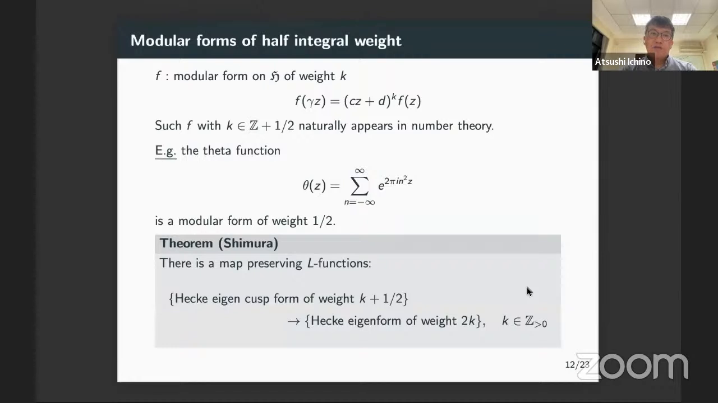Now I'd like to explain another application of the theta lifting, which is about modular forms of half integral weight. So recall that a modular form f on the upper half plane H of weight k is a holomorphic function f which is almost invariant under the action of some discrete subgroup gamma, but there is some factor appearing. This factor, cz plus d to the k, makes sense even when k is a half integer, as long as we choose the branch of the square root carefully. This setting is not so artificial, and actually it naturally appears in number theory. For example, consider the theta function, the sum of e to the 2 pi i n squared z. This is a modular form of weight one half.